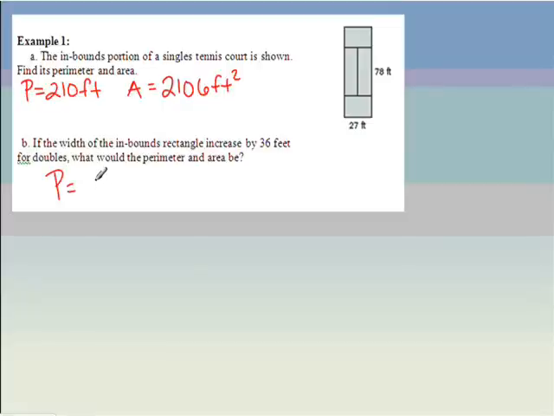Okay, so my new perimeter is 282 feet. And my new area is 4914 feet squared. So pretty significant change in area.